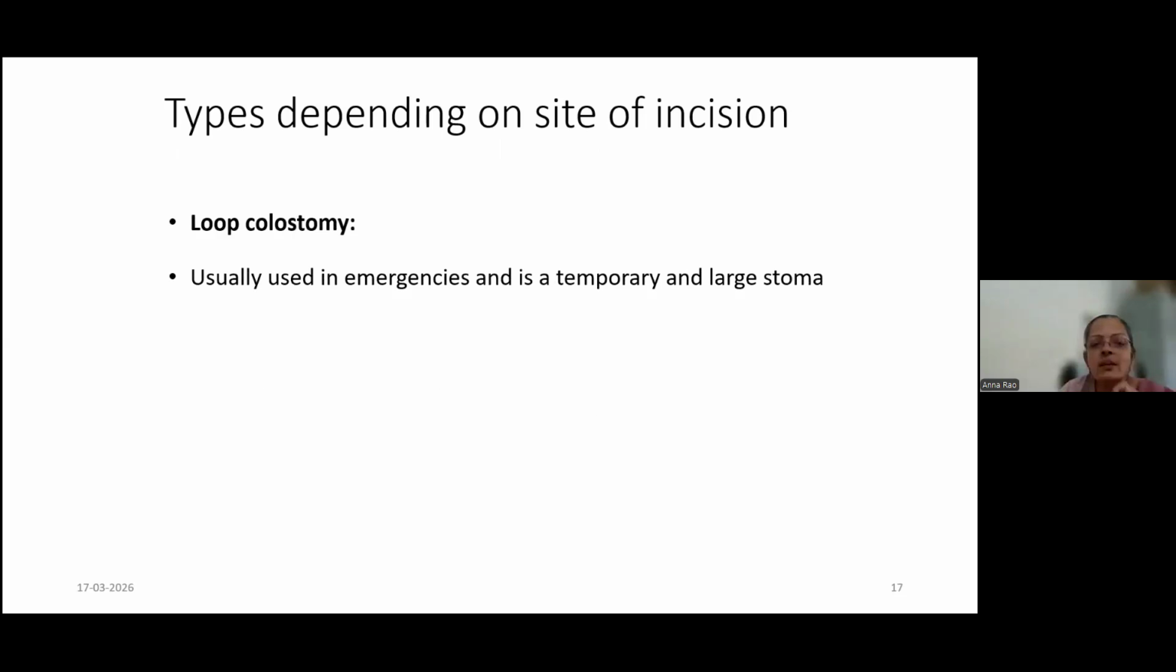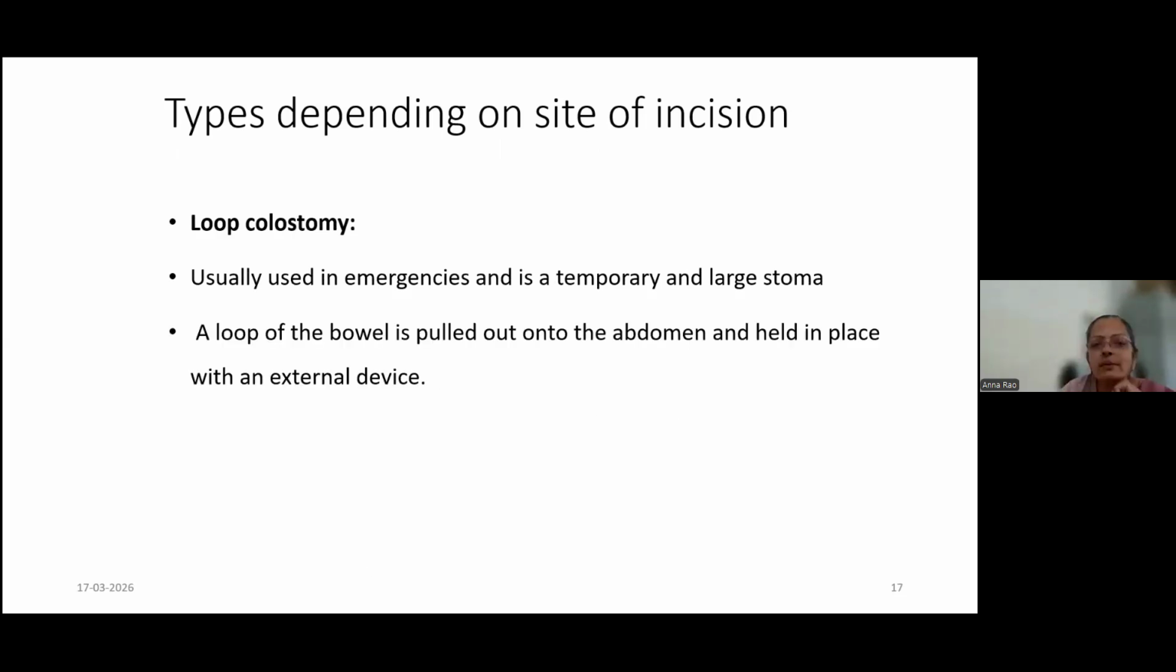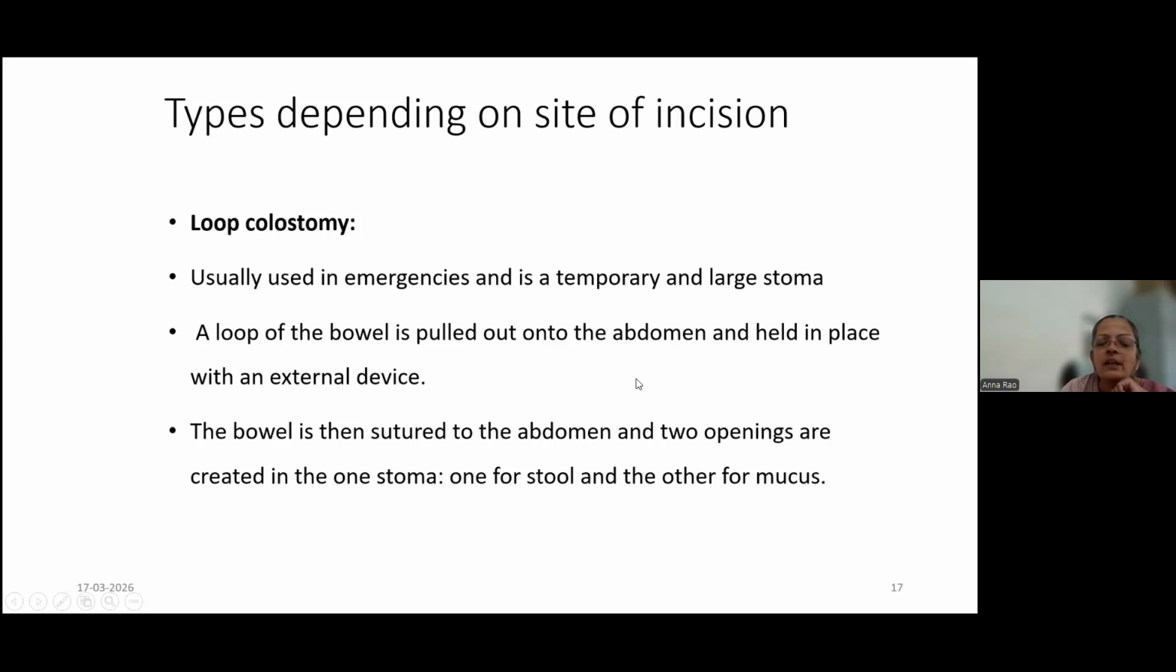So loop colostomy, okay, generally it is used in the case of emergencies, and it may be temporary and a large stoma may be there, right? So care may become a little difficult also. A loop of bowel is pulled out onto the abdomen and it is held in place with an external device. Okay, so that is loop colostomy. Okay, and then the bowel is sutured to the abdomen and two openings are created. Okay, in one stoma the stool will come out, and from the other the mucus will come out.